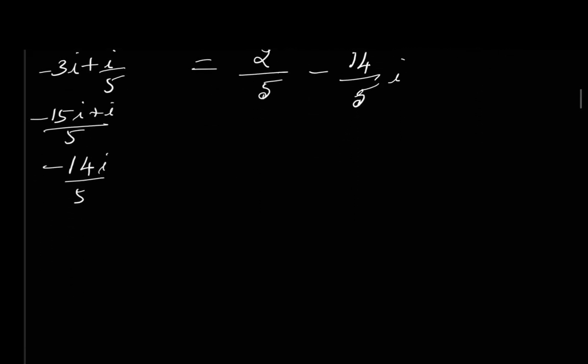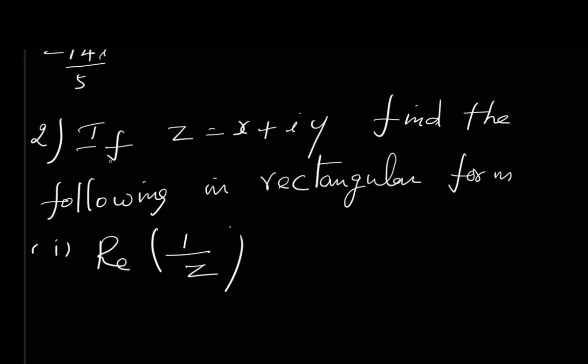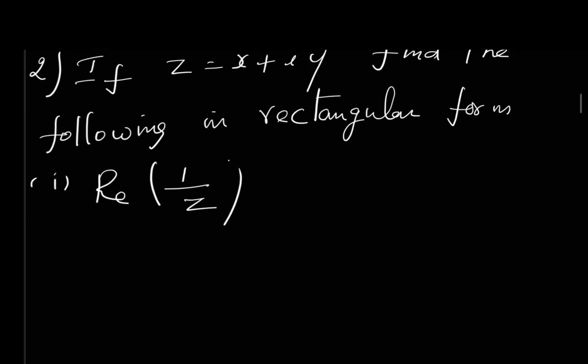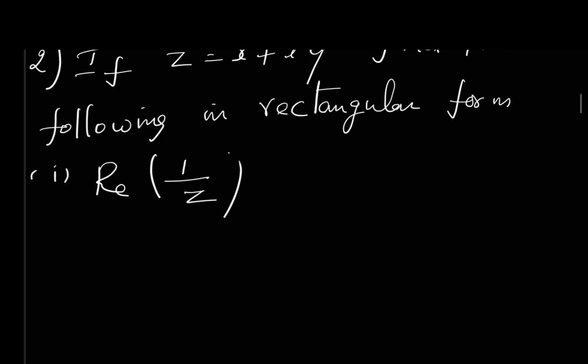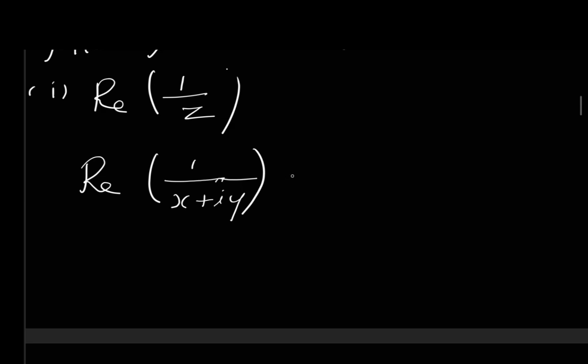See the second sum. If z equals x plus iy, find the following in rectangular form. Real part of 1 by z. Actually, 1 by z is 1 by (x plus iy), since z is x plus iy.